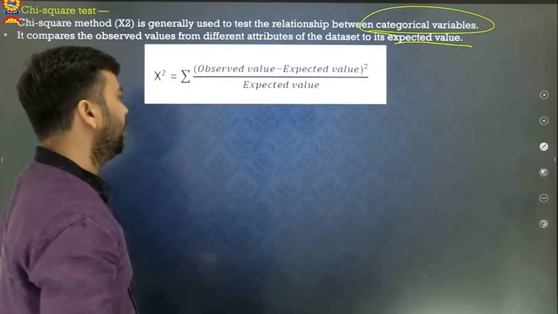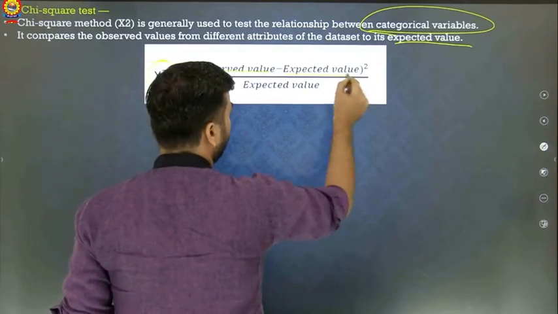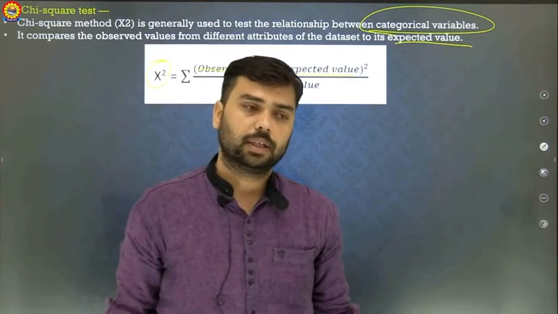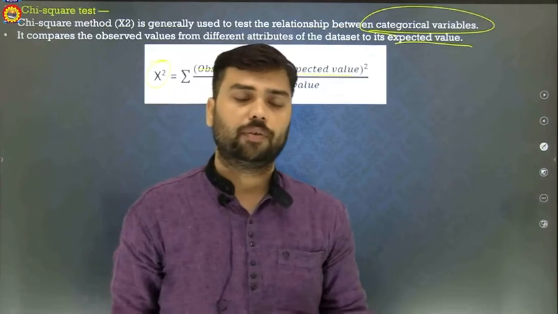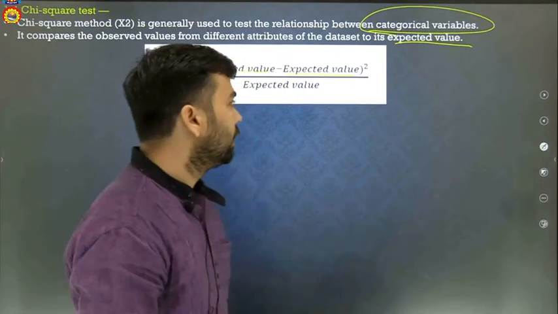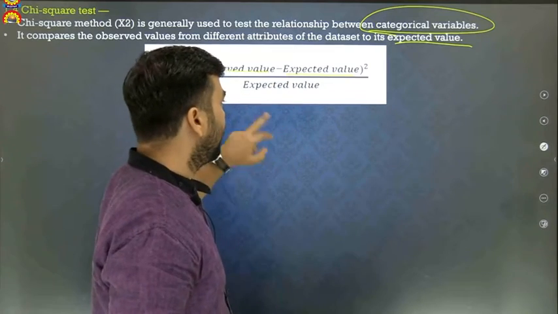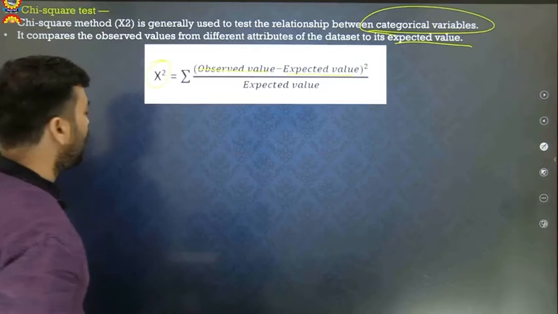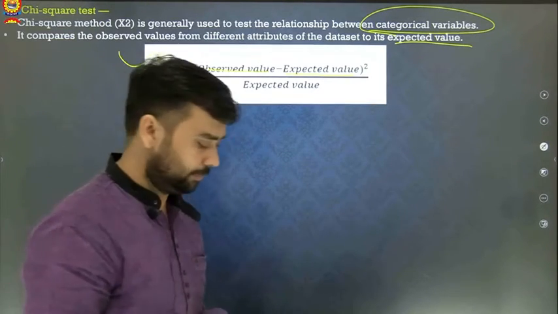So what is the formula of the chi-square method? Observed value and expected value. What value you observe by taking the subset, and what will be the expected value, what value you are expecting. Okay, the difference between them we can say is the error. So the square of it divided by the expected value. So it is known as the chi-square method. It is also one of the important methods of filtering.